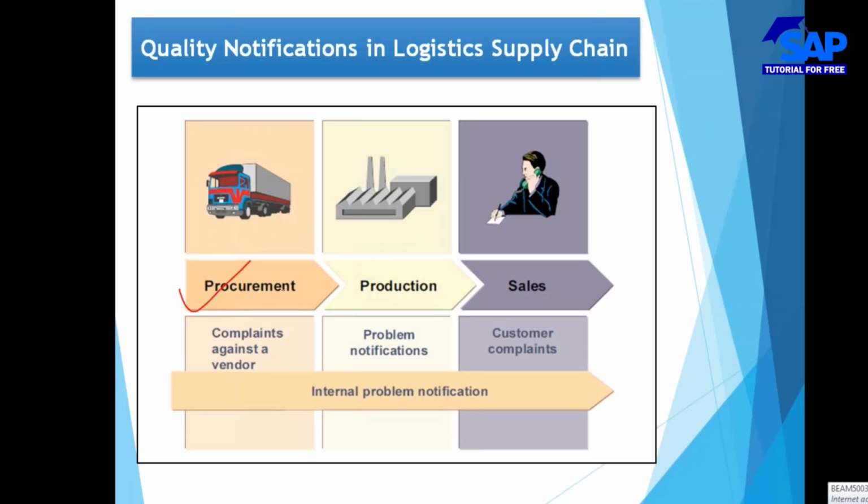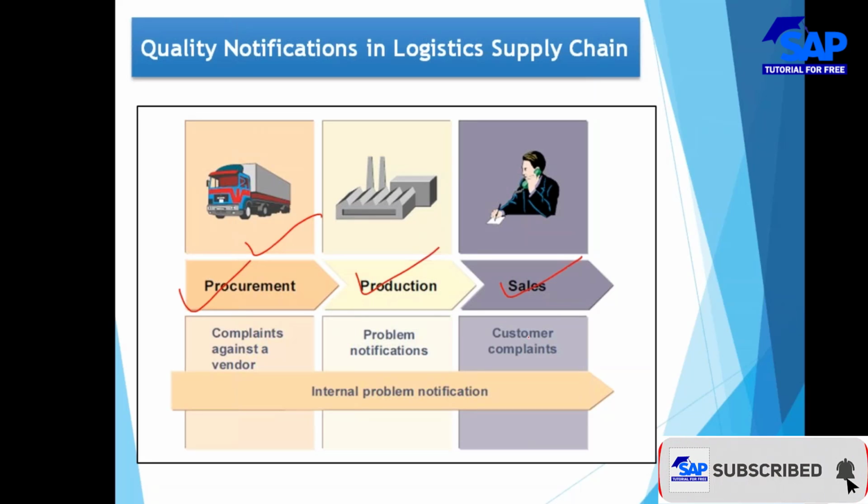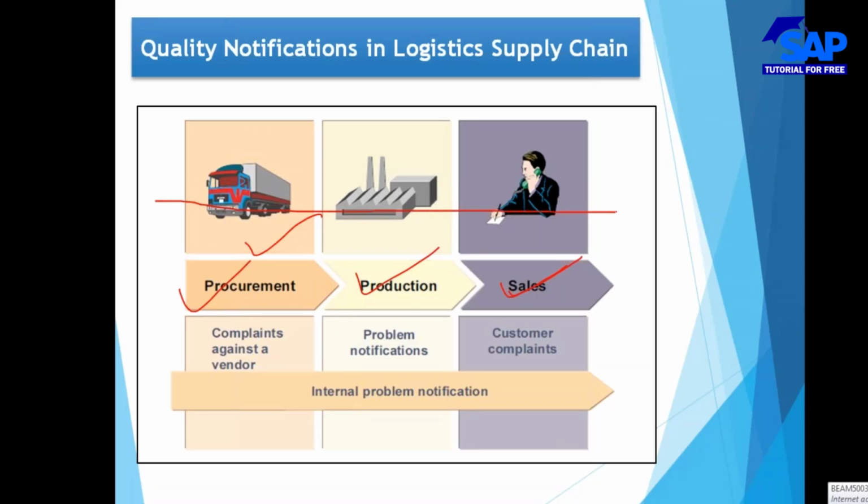In the procurement process you can create the notification. And in the production, when you are producing the product, you can create the notification if it is an internal problem. And when your customer gives the complaint on the product which you sold outside, there also you can create the notification. So the notifications can be created in the entire supply chain cycle, right from procurement to the sales.